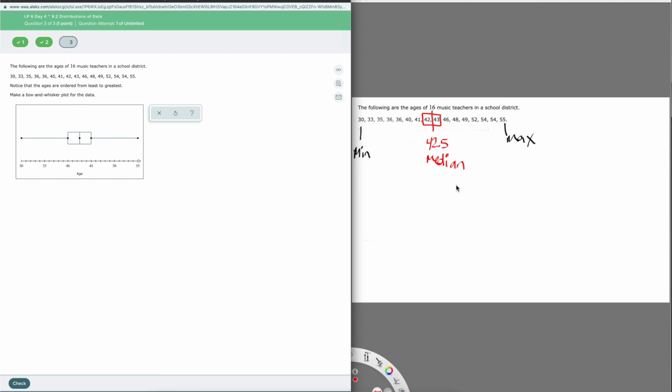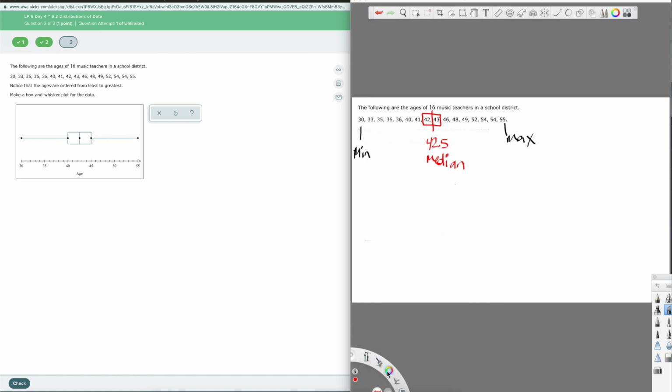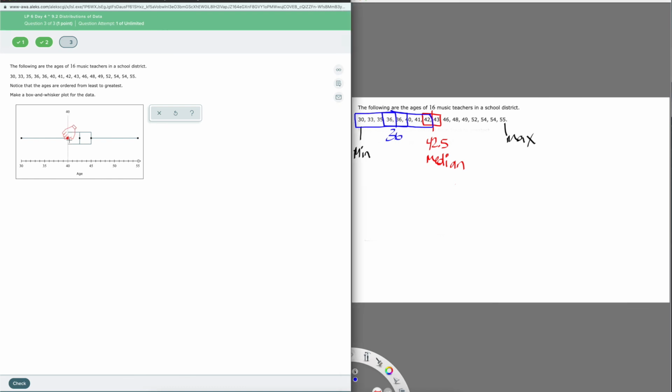All right, so let's go to the next piece here. So we're going to do the lower quartile. Remember, that's the middle of the lower half or the first half. 42 is included here because that's not actually the middle. It was just part of my calculation. So I have 1, 2, 3, 4, and 1, 2, 3, 4, right? So I need to look at these two numbers that are on either side. They're both 36, so my lower quartile is 36. So I need to take this guy and drag it down to 36.